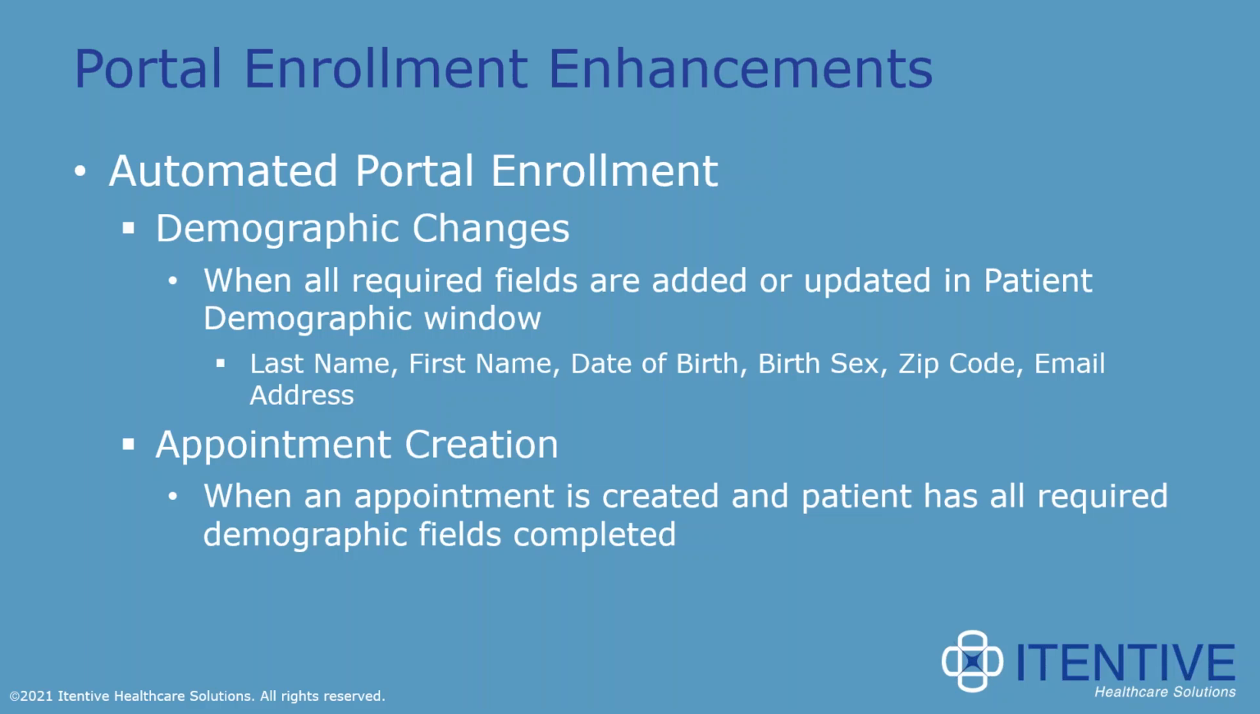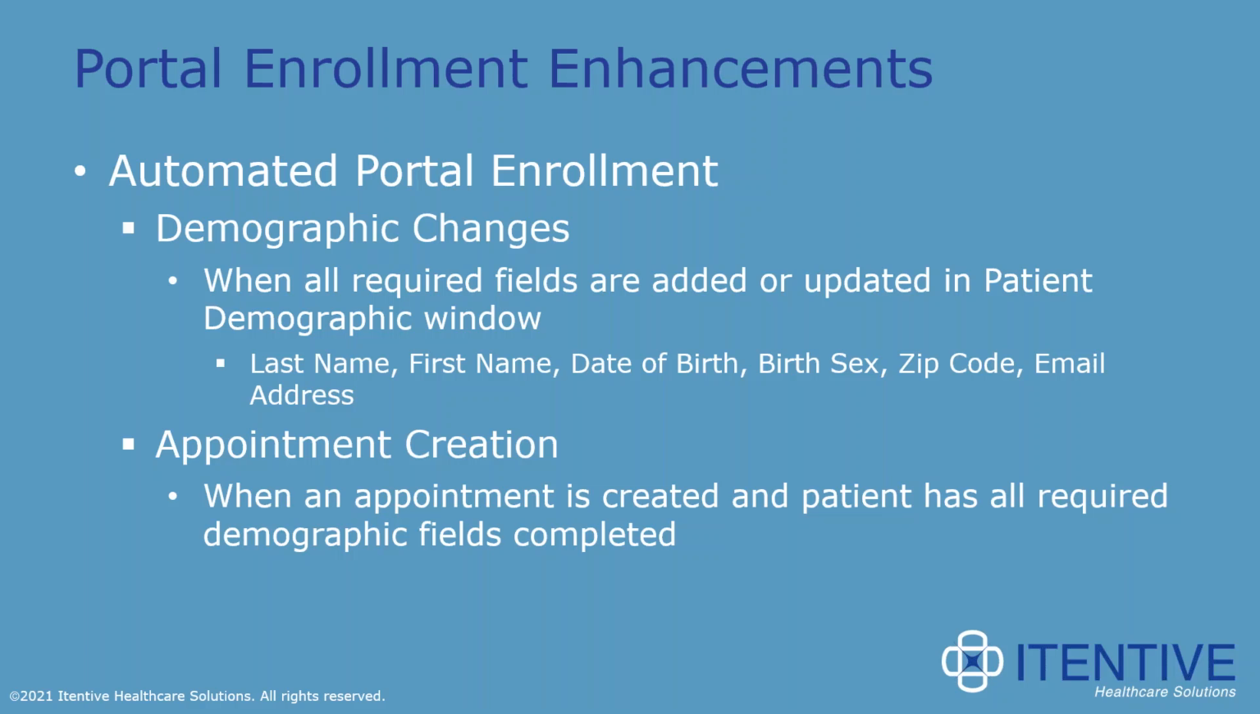The first set of options for enrollment happens automatically and requires no additional steps on the practice's end. First, patients can be automatically enrolled when certain required demographic fields are added or updated for a patient. These fields are last name, first name, date of birth, birth sex, zip code, and then of course, email address. Now the email address piece is something I know may not be consistently collected by your practices right now. Our recommendation would be to start the process of collecting and verifying those email addresses as soon as possible, so whether you plan to upgrade right away or down the road, you're going to be ready and in a better position.